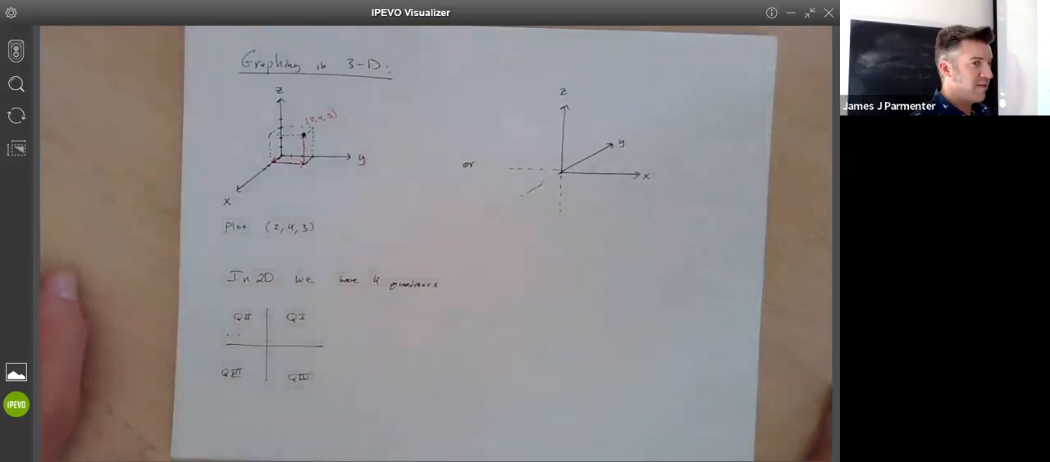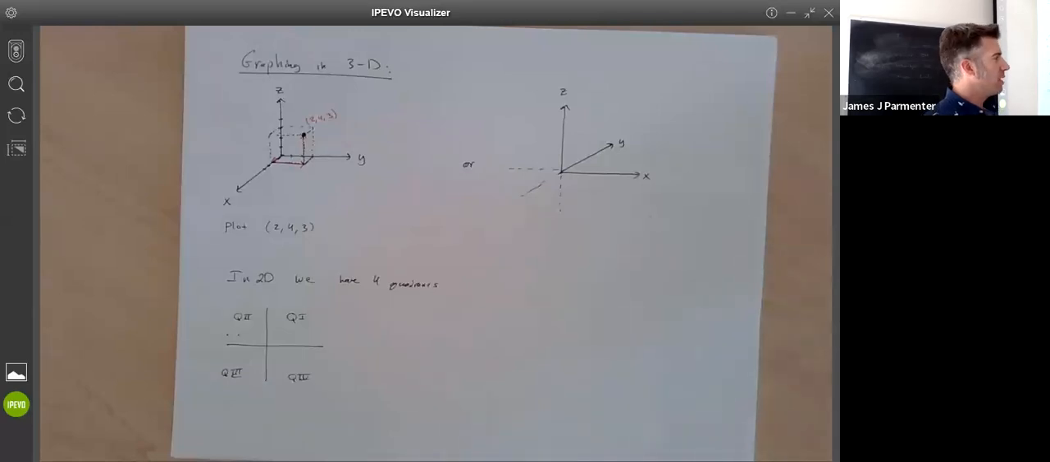In 3 dimensions, we have 8 octants, but there's no natural numbering. In 2 dimensions, we have first, second, third, fourth quadrant, and they go counterclockwise. In 3 dimensions, you have 8 octants, and we only really ever talk about the first one.